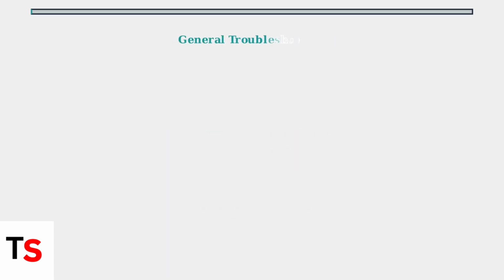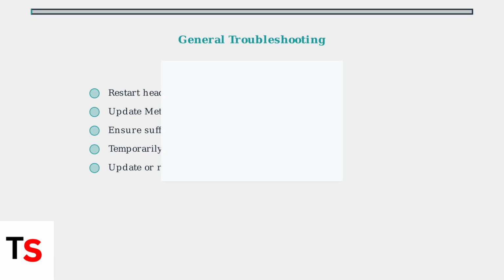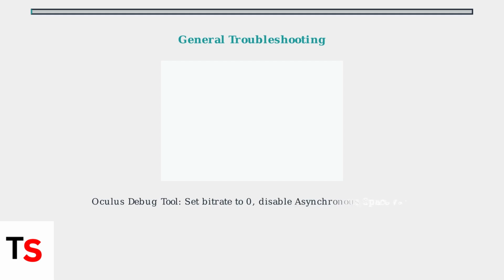General troubleshooting steps include restarting both devices, updating software and drivers, and ensuring adequate disk space. For advanced troubleshooting, use the Oculus Debug tool to adjust bitrate settings and disable Asynchronous Space Warp for better stability.